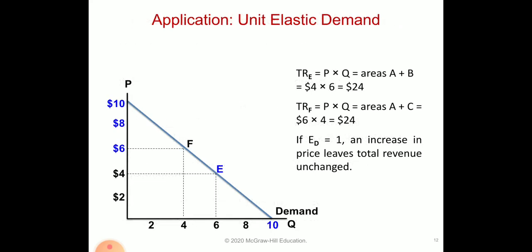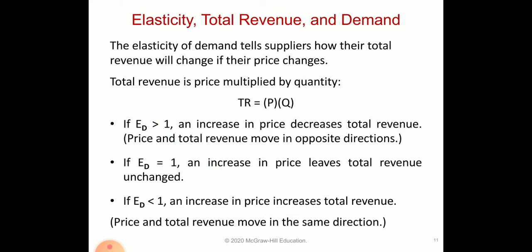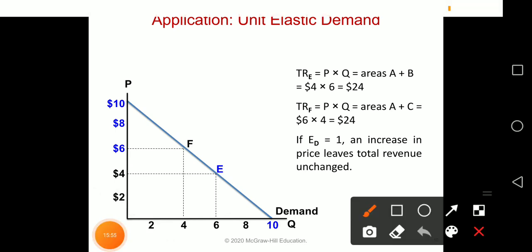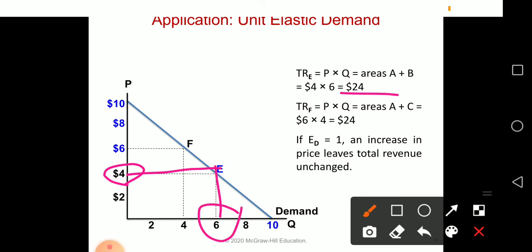Here I have an application, unit elastic demand. We said that total revenue equals price times quantity. So here I have total revenue at points E and F. At E it equals the price multiplied by the quantity: price 4 multiplied by the quantity, which is 6. Very easy, $24. And for F I have 6 and 4, so it's 6 times 4, 24.